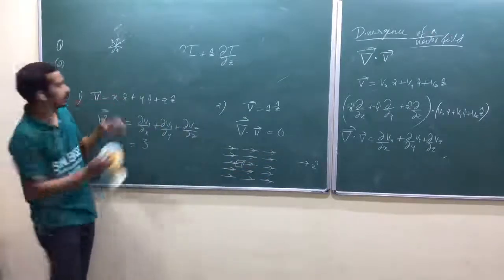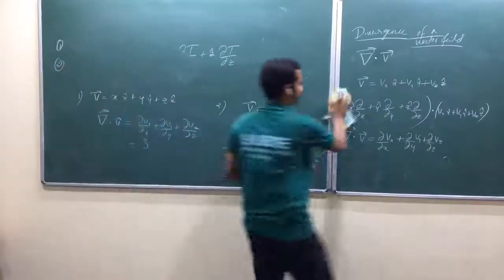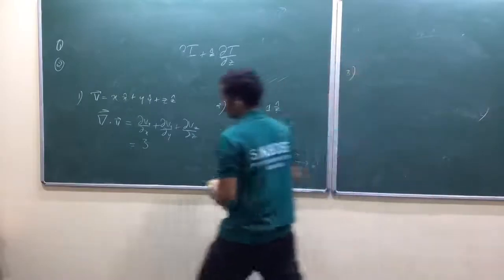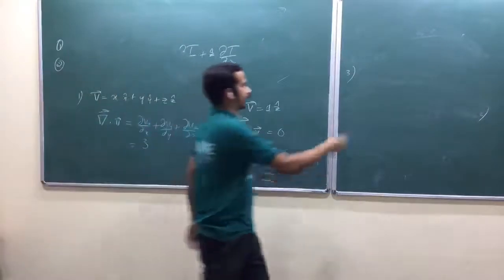Let me go to the next one, then I will come to this one. Okay, this is a little difficult to represent. Let me go for this one. Look at it. So, third example. Wait a second. V is equal to Z times Z cap.